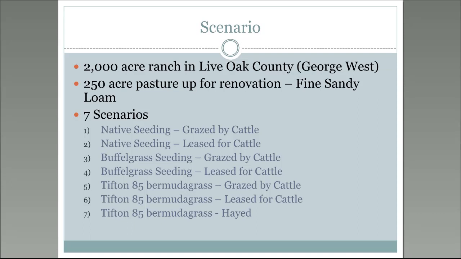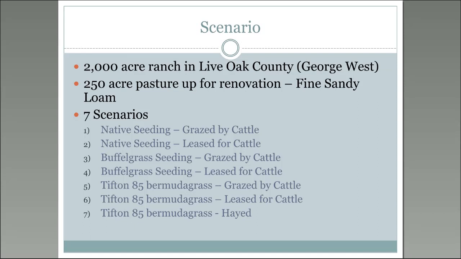So let's look a little bit more about what we thought for our scenario. We're pretending that we have a 2,000 acre ranch in Live Oak County, which would be like George West, Texas. We're concentrating mostly on this 250 acre pasture that's up for renovation. So make whatever type of scenario you want in your mind, but for some reason there's 250 acres that we really want to renovate and make better. When I went on to Web Soil Survey, which is through the USDA NRCS, I chose a random area that looked like rangeland in Live Oak County. The majority of that land was fine sandy loam. So that is the type of soil that we're talking about. What we do will vary slightly depending on soil, so we'll talk about that as the situation comes up.